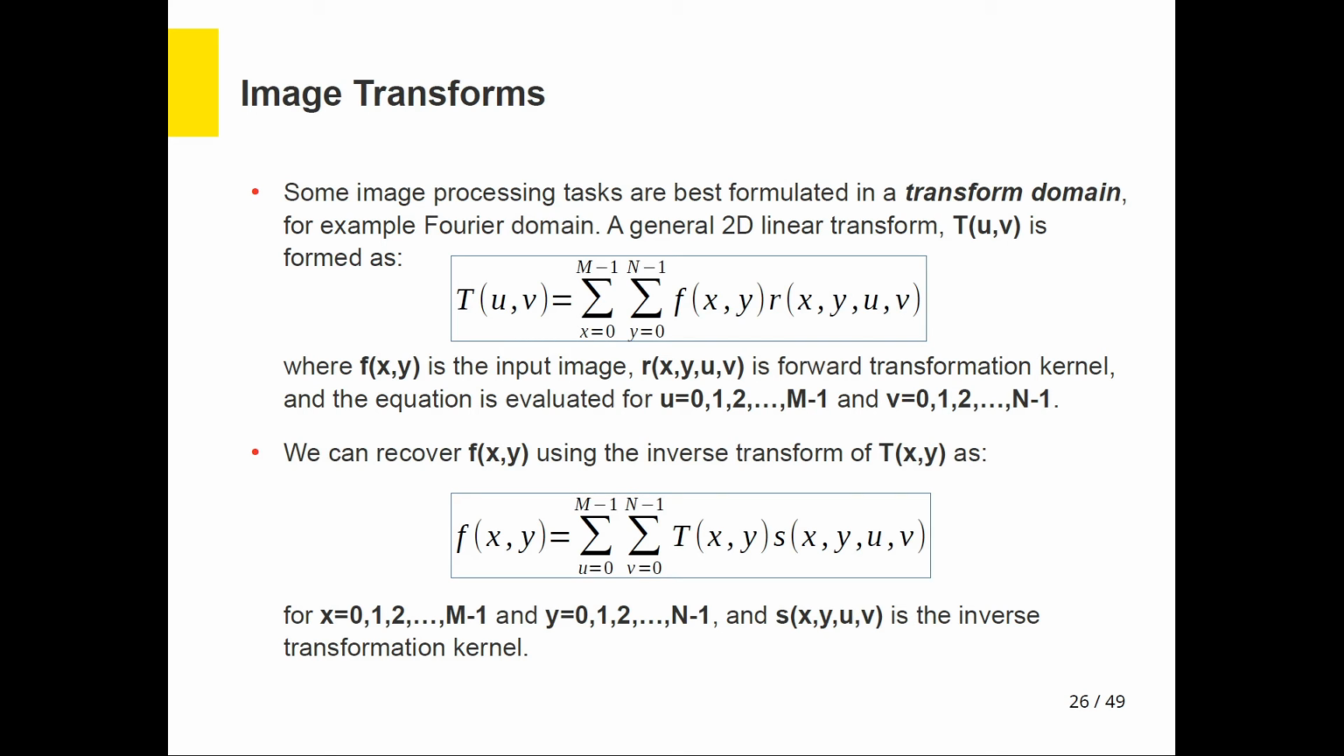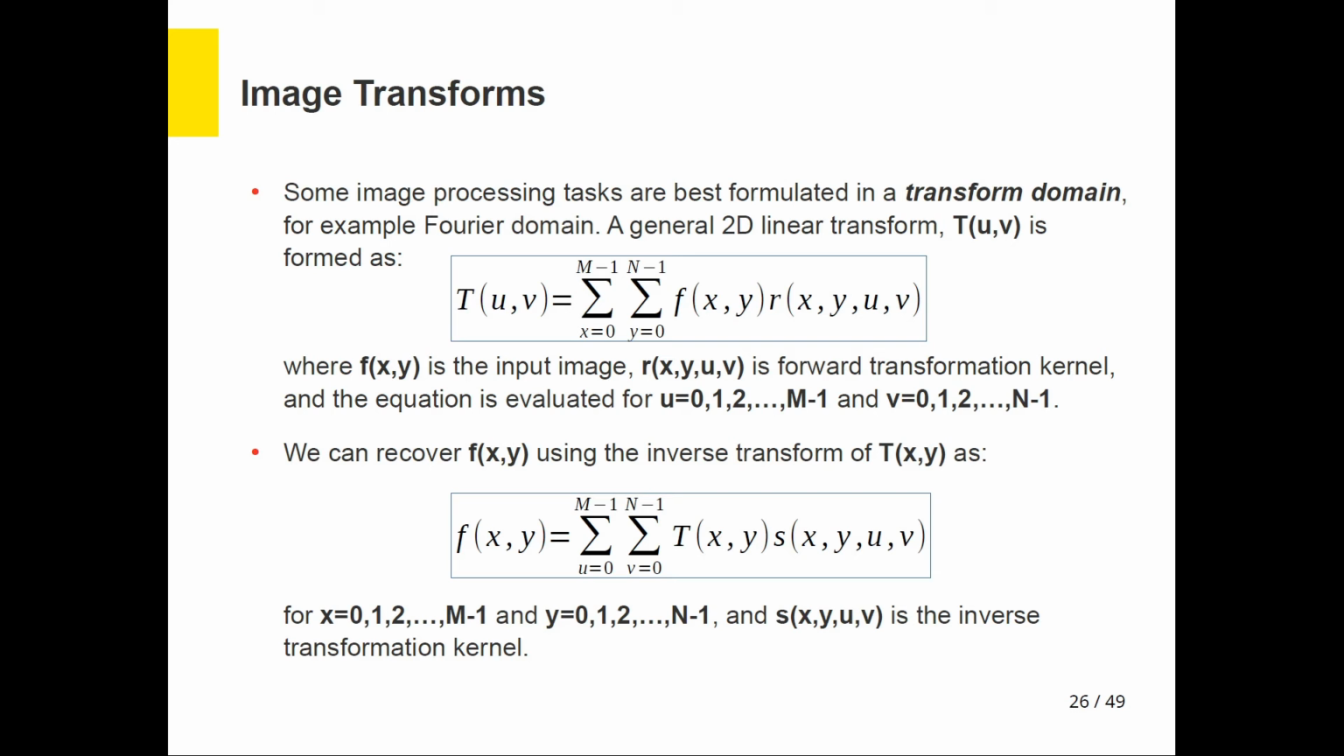We can recover the original image using the inverse transform of T(u,v). I'm sorry, it should be T(u,v), using this function for which f(x,y) is the summation over all the rows and all the columns in the transform domain of T(u,v) multiplied by S, which is the inverse transformation kernel. Again, R and S at this point are generic functions, and I assume that whatever transformation you are doing is reversible.